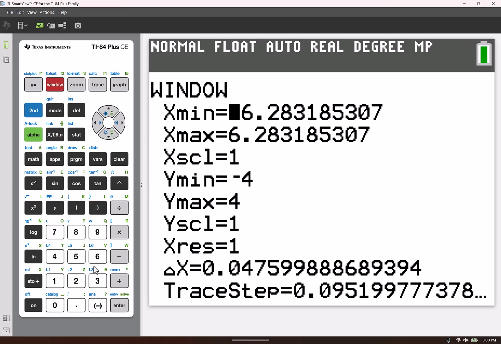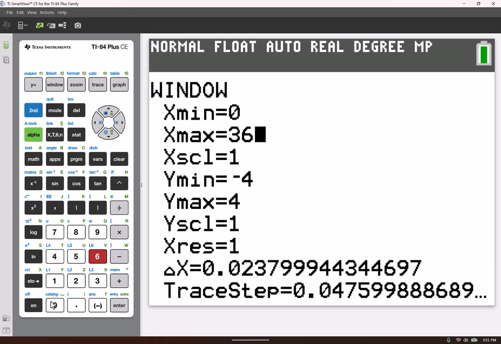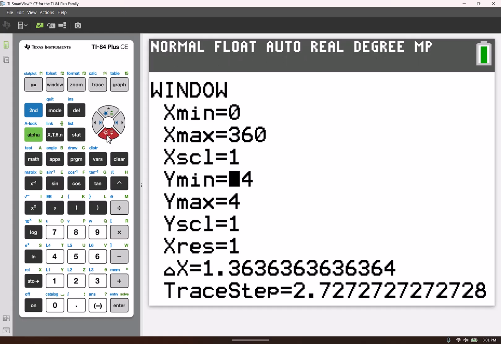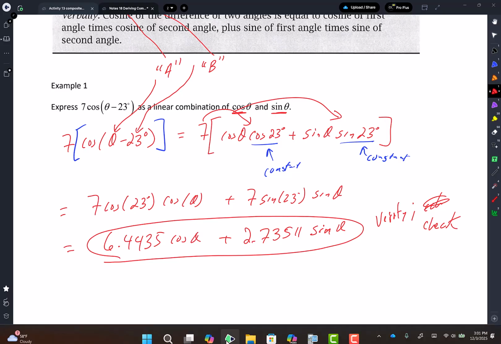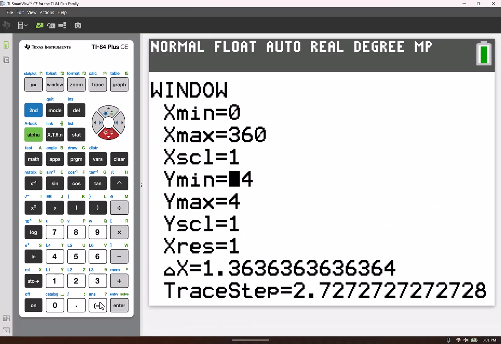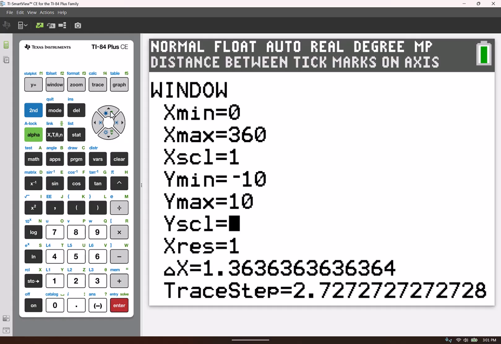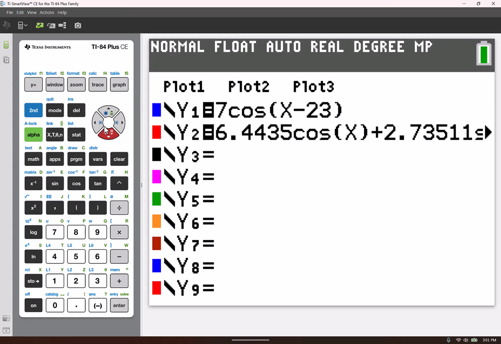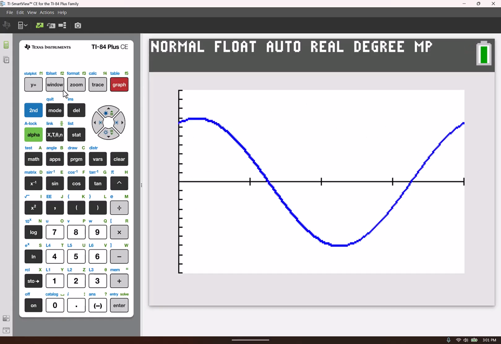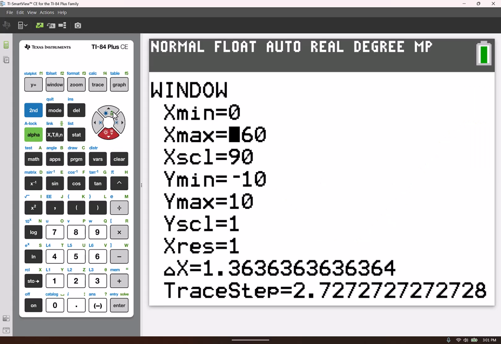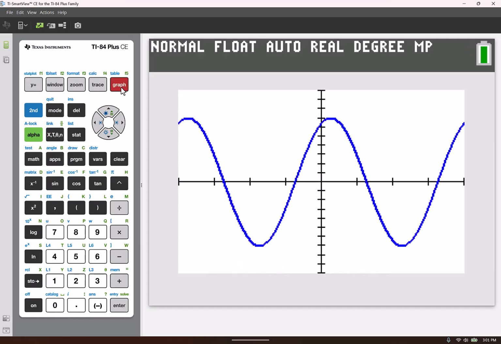Window 0 to 360. I guess I should turn off one of them, right? Y min, what's my amplitude? 7, so negative 10 to 10 should be enough. And X scale, let's go by 90 so it doesn't bunch it all up. Let me turn off Y2 real quick because I want to surprise you guys. It should be the same though. So here's my graph. Let's go to negative 360 so we can see more. Now we'll see several peaks.